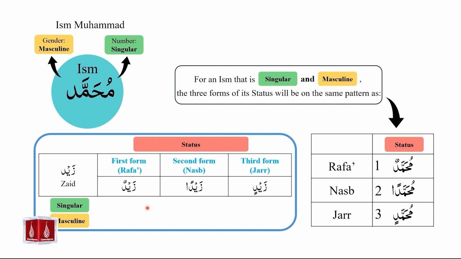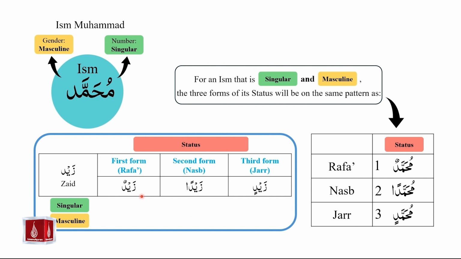Let us apply this to Ism Zaid. Zaid is also singular and masculine. So the three forms of the status of Zaid will be Zaidun, Zaidan, Zaidin. In its first form or Rafa status, Ism Zaid will be Zaidun. In its second form or Nasab status, Ism Zaid will be Zaidan. And in its third form or Jar status, Ism Zaid will be Zaidin.